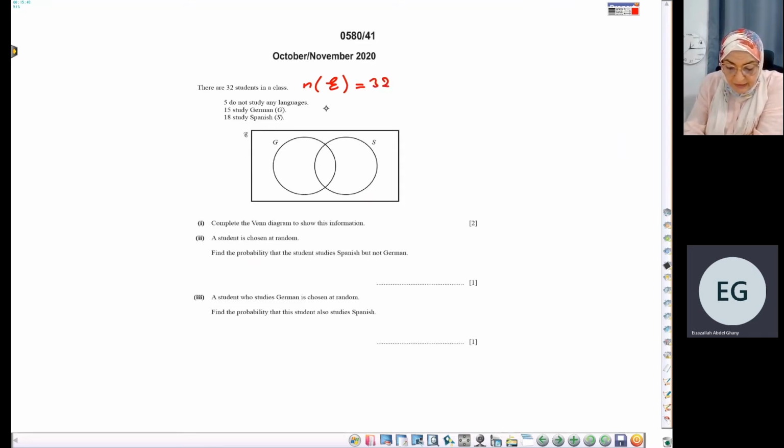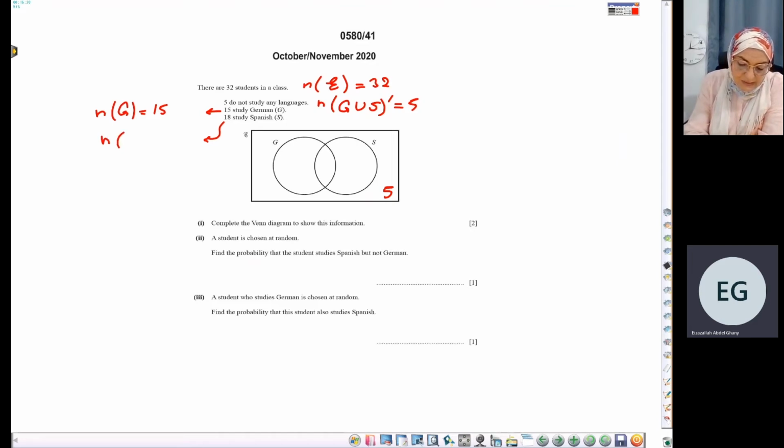5 do not study any language. I'll use language here to teach you. Number of G union S all dash is 5. And where to locate them? Outside the G and the S sets. 15 study German. It means here number of elements of G is 15. 18 study Spanish. It means number of students in the set S is 18.